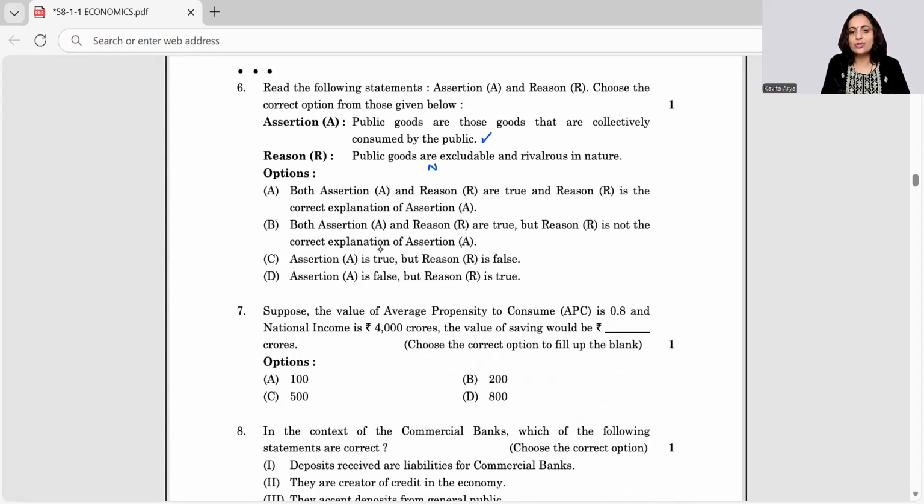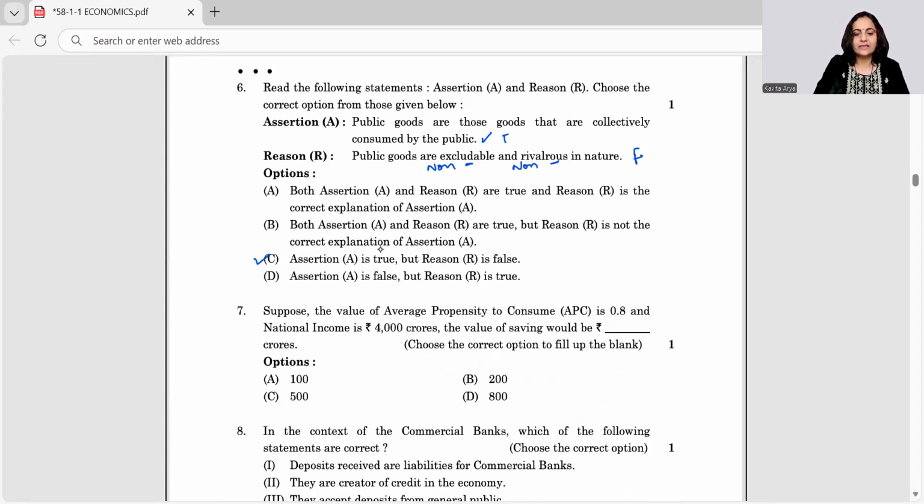Actually, the nature is non-excludable and non-rivalrous, but they have used the basic terminology of excludability and rivalrous nature. So here they are trying to confuse you. Don't get confused. So this becomes a false statement. This becomes a true statement. So my answer is assertion is true and reason is false.